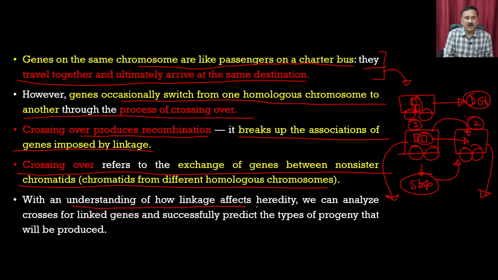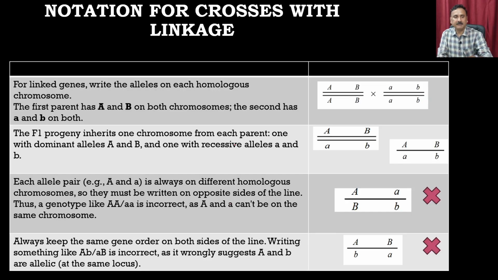With the understanding of how linkage affects heredity, we can analyze the crosses for linked genes and successfully predict the type of progeny that will be produced. For example, if you have two homologous chromosomes, one has capital A and capital B, the other one has small a and small b. So you have one chromosome, you have another chromosome. So here you have the A, B, a, b. So these are two homologous chromosomes.